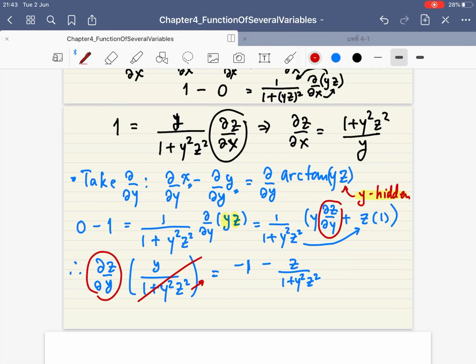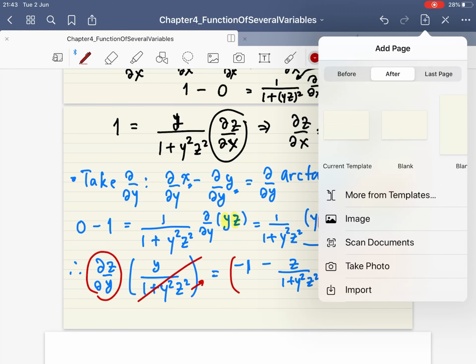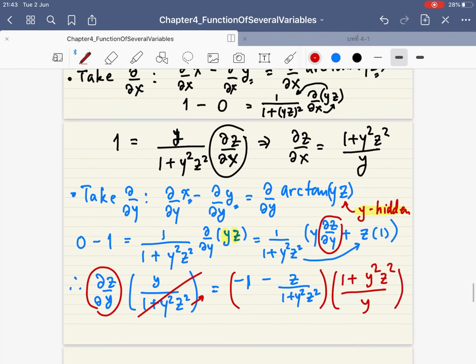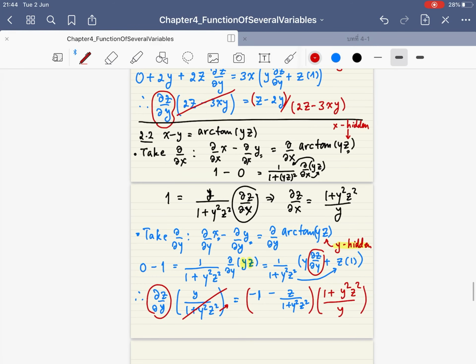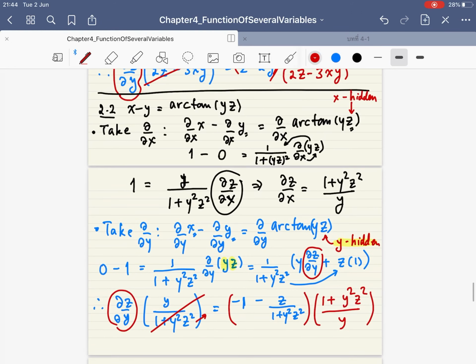So this one becomes cross multiply with (1 plus y squared z squared) over y. Okay, and you don't really need to simplify anything. This can be your final answer. Are we good? This is your second problem, 2.2.